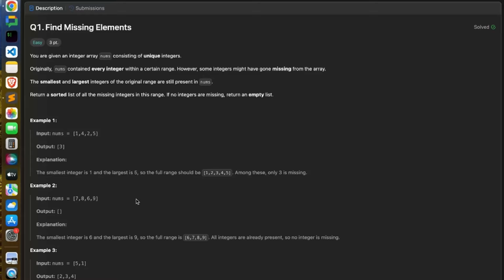So today we'll discuss how to solve the problems asked in today's LeetCode Weekly Contest 474. So let's start with the first problem.